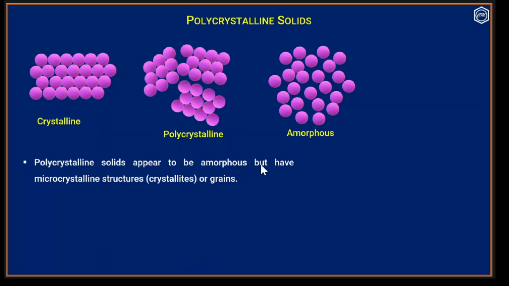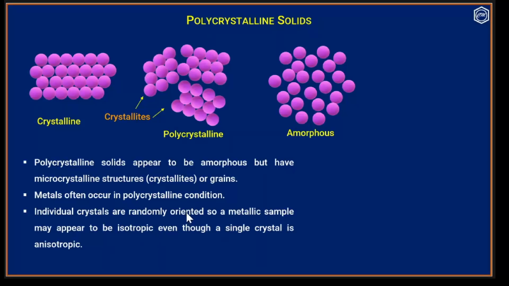Polycrystalline solids appear to be amorphous but have microcrystalline structures, and these microcrystalline structures are called crystallites or grains. Metals often occur in polycrystalline condition. Individual crystals are randomly oriented, so a metallic sample may appear to be isotropic even though a single crystal is anisotropic.